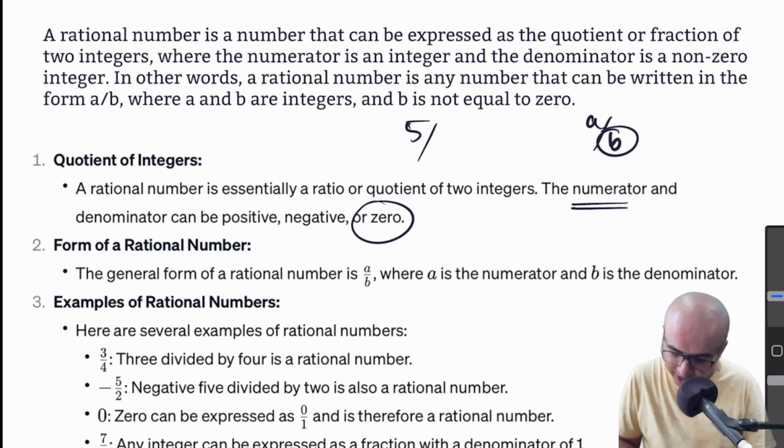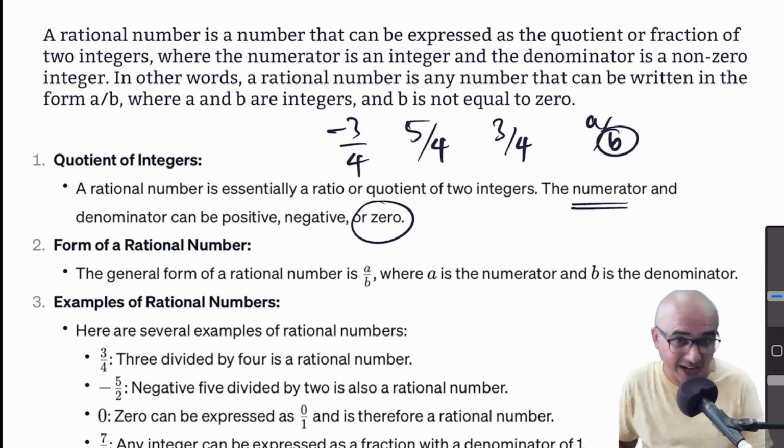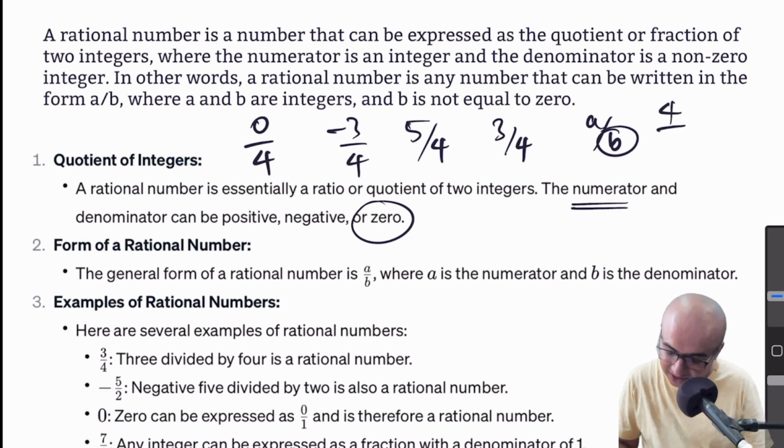For example, 5 by 4 is a rational number. 3 by 4 is also a rational number. Minus 3 by 4 is also a rational number. So this is also a rational number, but this is not a rational number. The denominator cannot be 0. It will be undefined in that case.